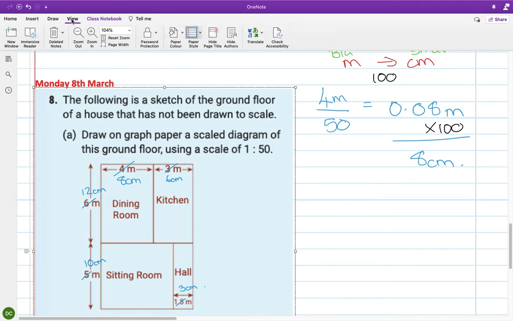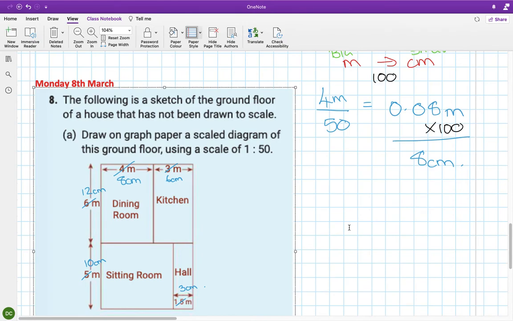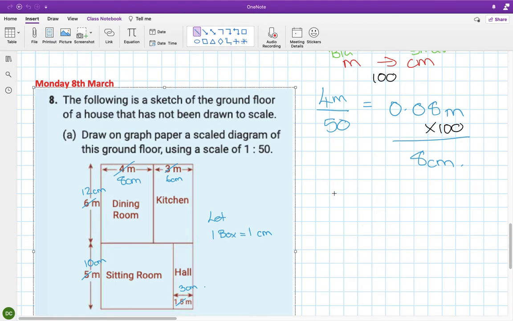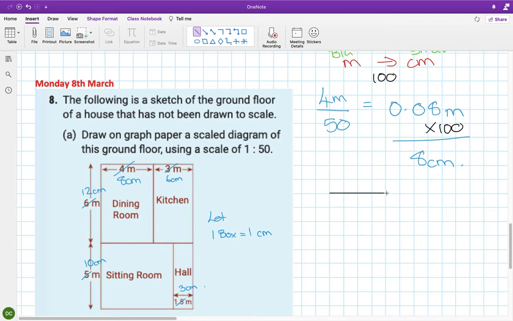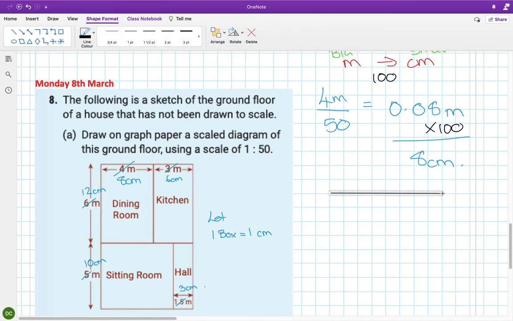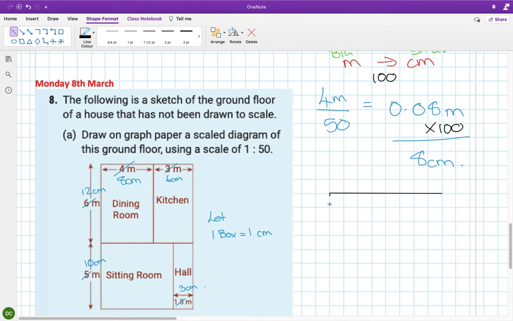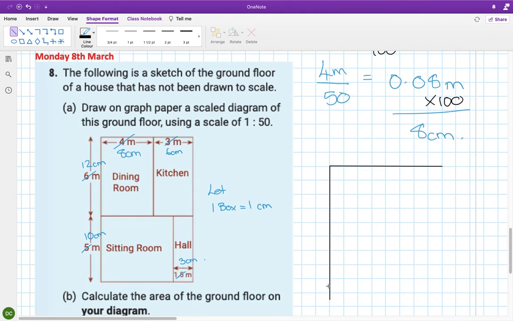Yeah? So if I go with boxes and I'm going to let one box equal 1 centimeter, let's try this. Okay. So we've 8 centimeters across here, so 1, 2, 3, 4, 5, 6, 7, there's 8 for that bit. Yeah, then 12 centimeters down, 1, 2, 3, 4, 5, 6, 7, 8, I lost count.